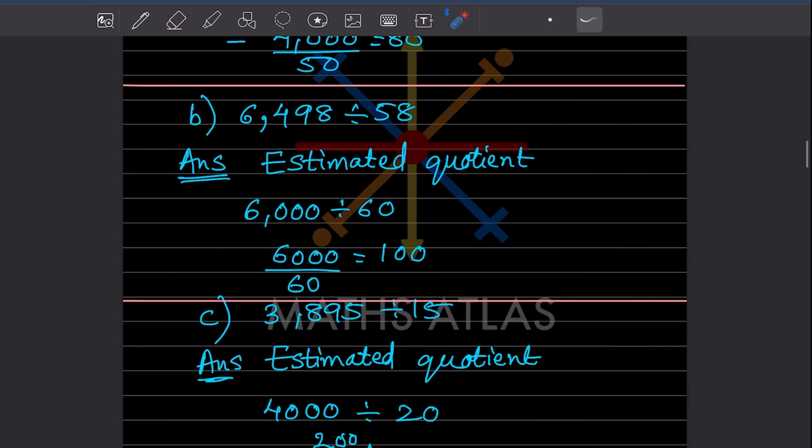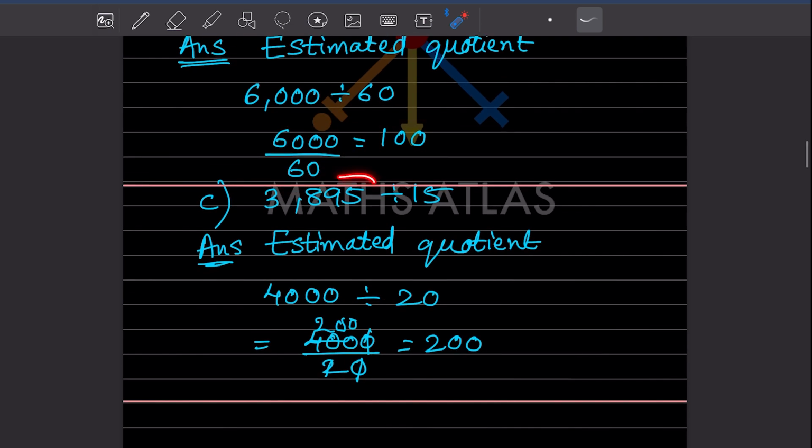Again, I put it in a vertical way, 6,000 divided by 60, this and this goes off. 6 ones are 6, 0s are 00. So that answer is going to be 100. Again, this after rounding, you get 4,000, 15 becomes 20. And when you divide it, you get 200.